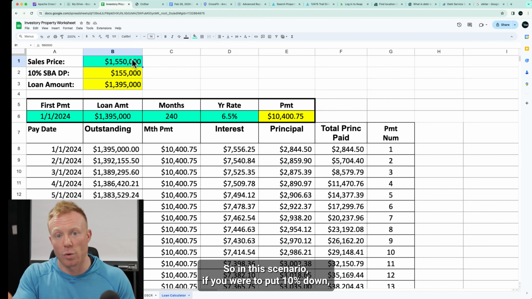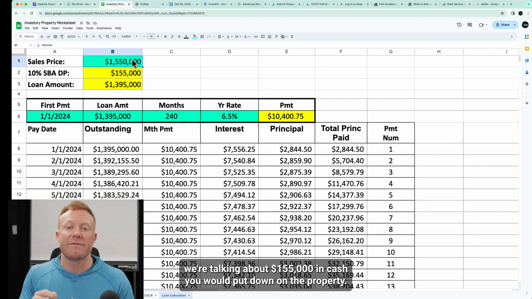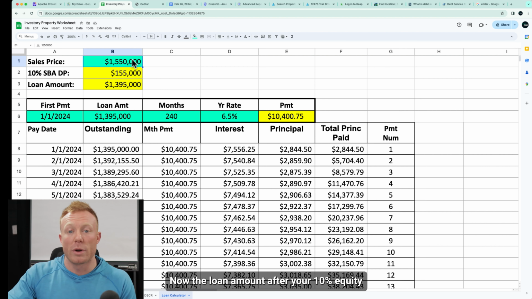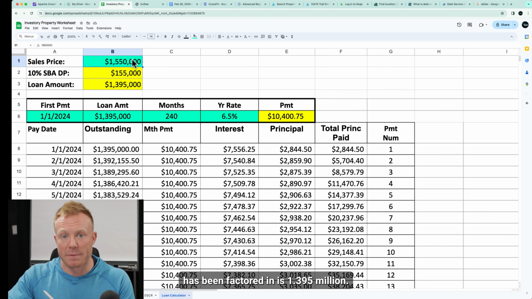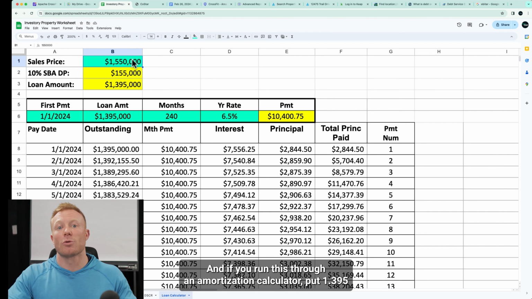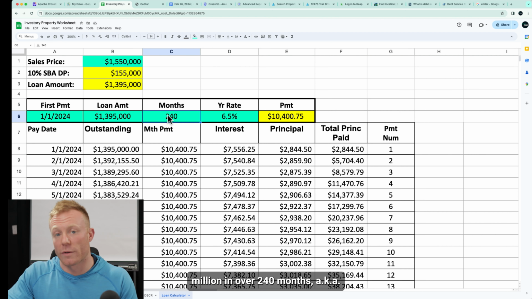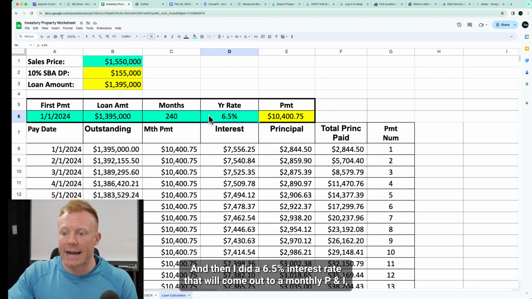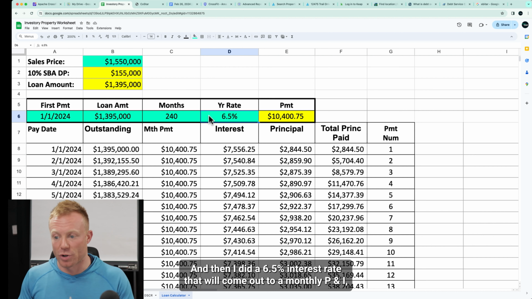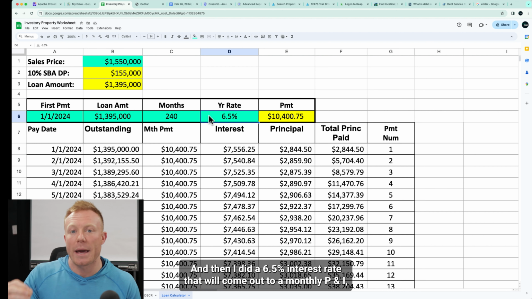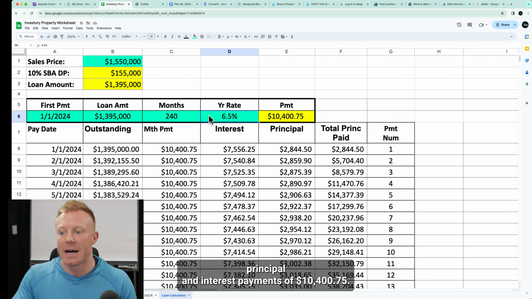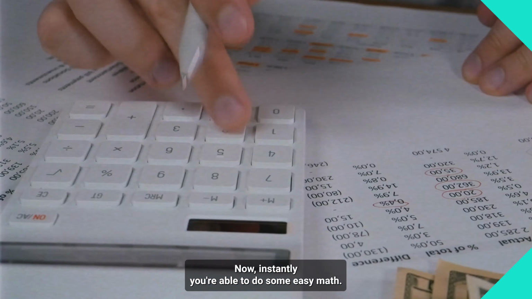So in this scenario, if you were to put 10% down, we're talking about $155,000 in cash you would put down on the property. Now, the loan amount after your 10% equity has been factored in is $1.395 million. And if you run this through an amortization calculator, put 1.395 million in over 240 months, aka 20 years, and then I did a 6.5% interest rate, that'll come out to a monthly P&I, principal and interest payment of $10,400.75.